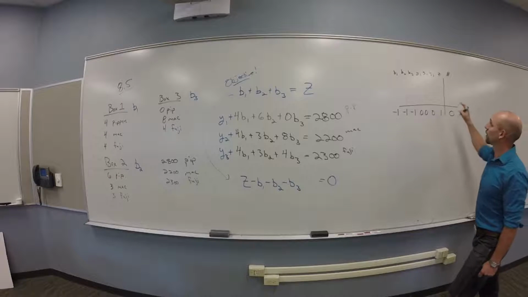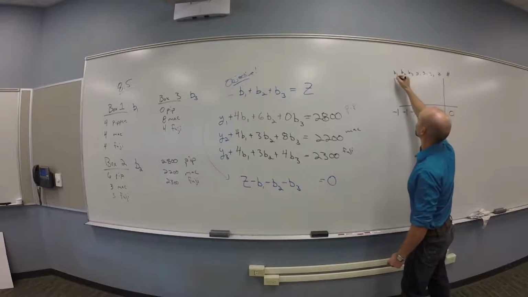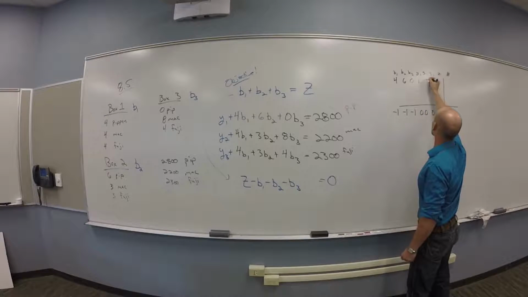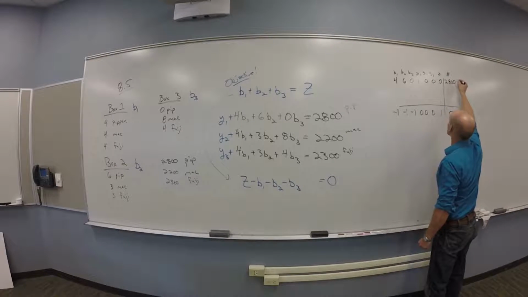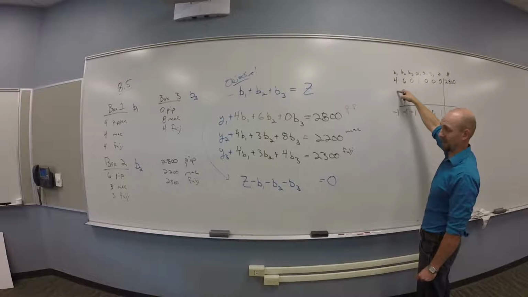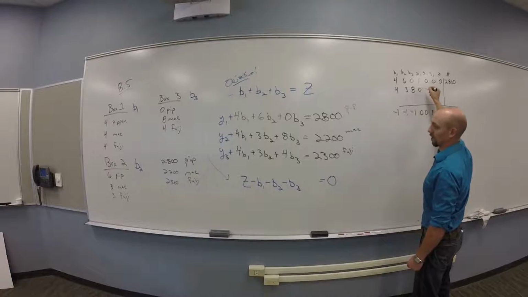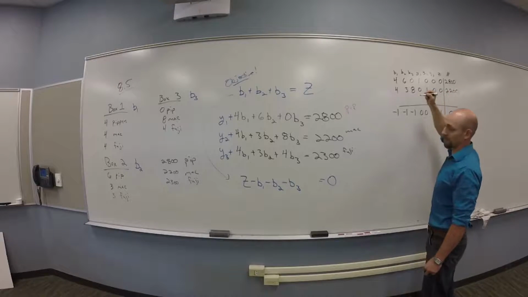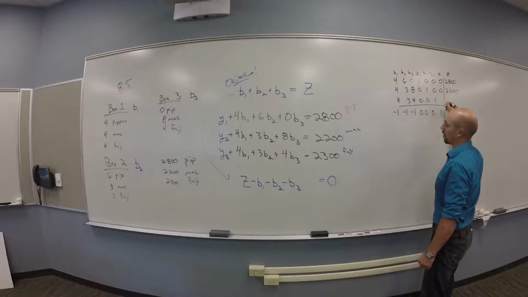Okay. How about your first constraint row? What do you got in that? 4, 6, 0, 1, 0, 0, 0, 2,800. Perfect. Cool. You guys all with that? All right, second row. What do I got? 4, 3, 8, 0, 1, 0, 0, 2,200. Perfect. Very nice. And the last row I've got 4, 3, 4, 0, 0, 1, 0, 2,300.